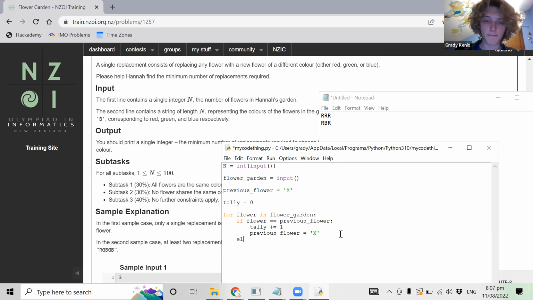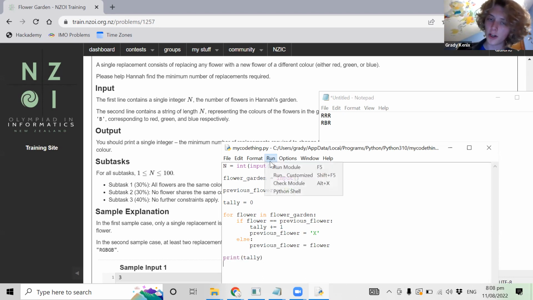Otherwise, we'll just make the previous flower into our new flower. Like if the flowers weren't the same, we're happy, we're fine. There's no problems. Now what we're going to do is print the tally. Now let's see if this works, because it might not.